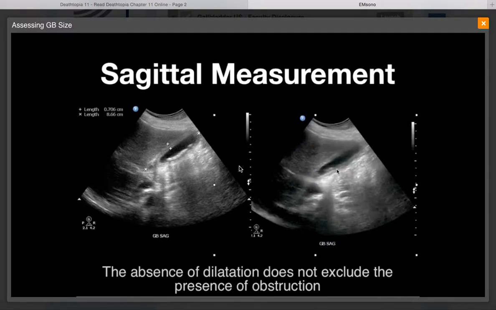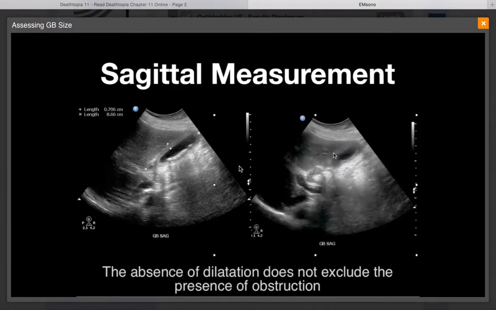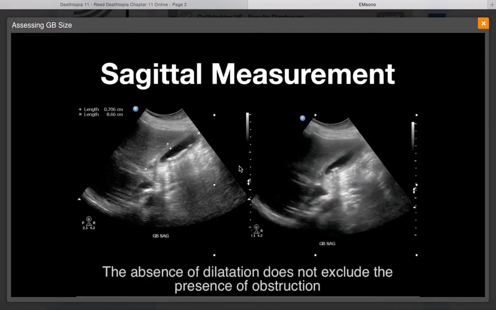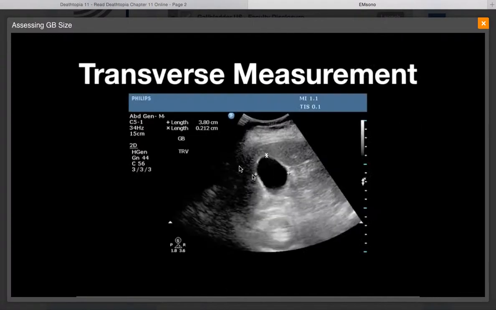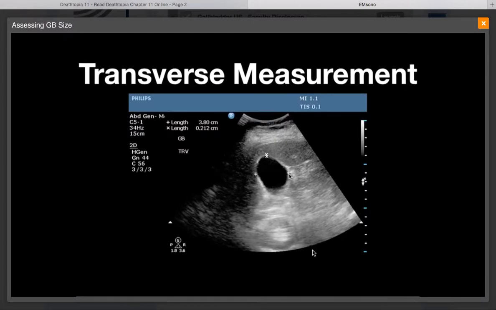You can see within the lumen here multiple small stones with shadowing, and you can see gallbladder wall thickening is present also. The transverse measurement is obtained again from outer wall to outer wall at its widest point in the fundus. The normal gallbladder is less than 5 centimeters. The presence of dilatation on the transverse measurement seems to correlate better with the presence of obstruction, but again, it is a nonspecific finding. The absence of dilatation does not rule out obstruction.